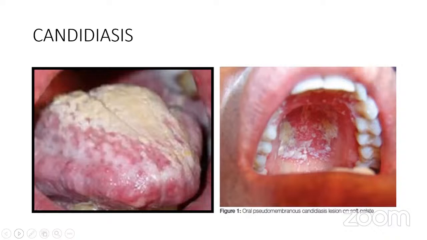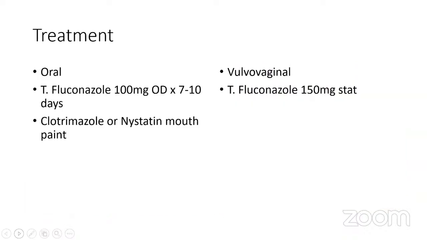Next is candidiasis, oral candidiasis. Okay, fine. Next. So oral candidiasis treatment, fluconazole 100 mg OD for 7 to 10 days, and you give clotrimazole paint. Vulvovaginal candidiasis, fluconazole 150 mg stat.